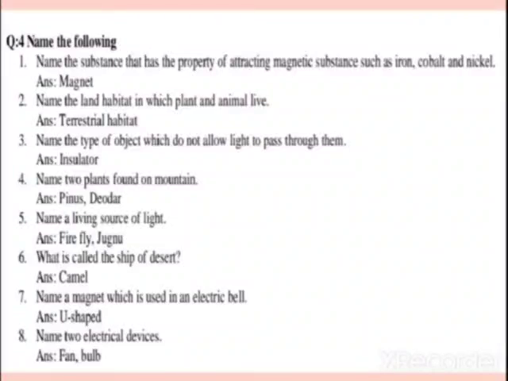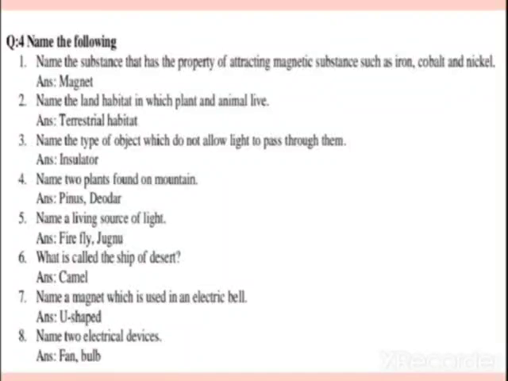Number 3, name the type of object which does not allow light to pass through them. Again, as I told you, two types of objects are there. One is objects which do not allow light to pass through them, and one allows light to pass through them. So here you have to write the object which does not allow light to pass through them, and your answer is opaque. Number 4, name two plants found on mountain. On mountain you find pines and deodar.